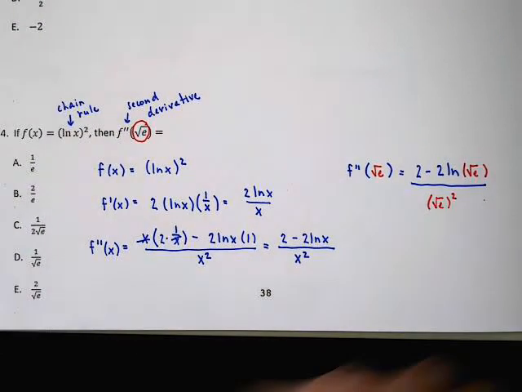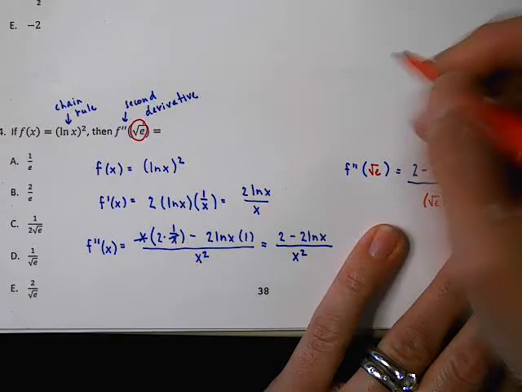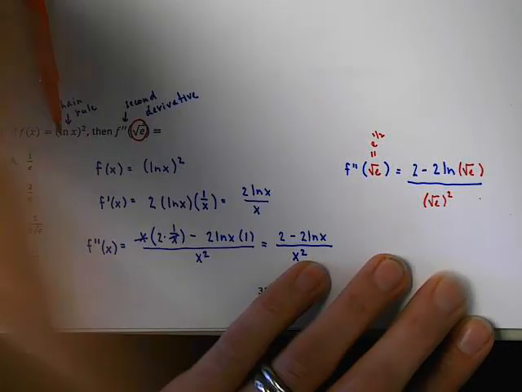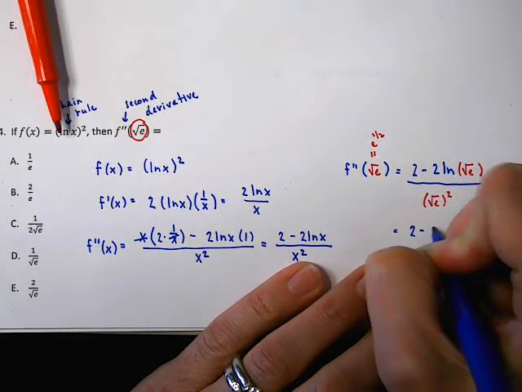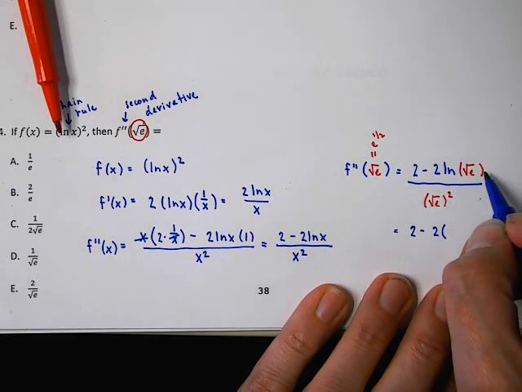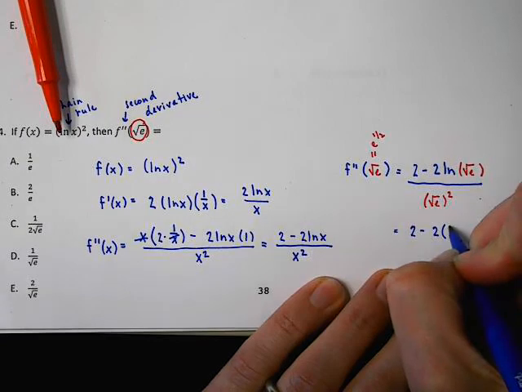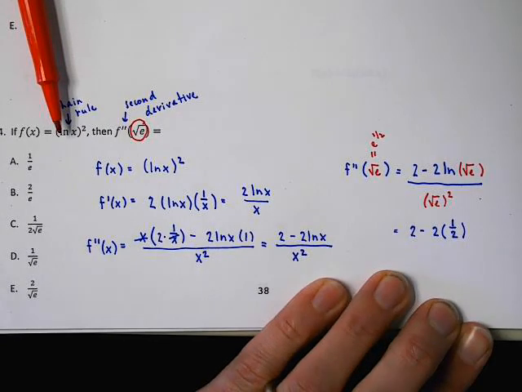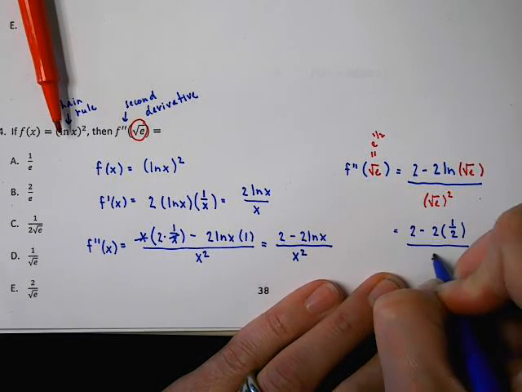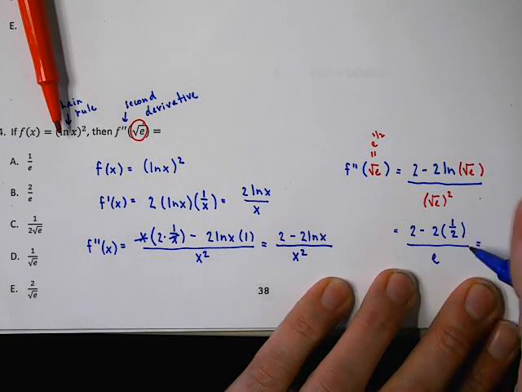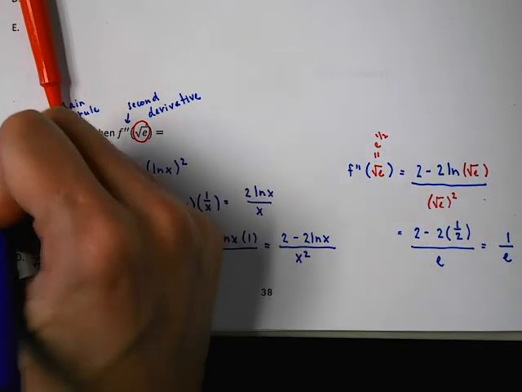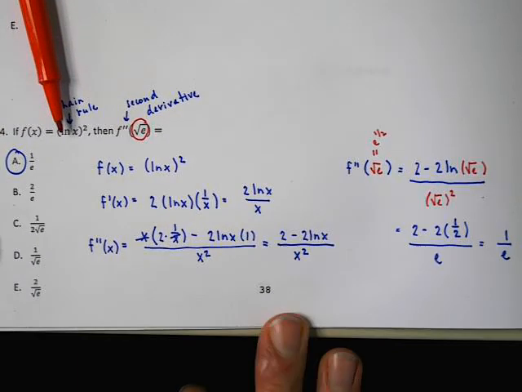Now remember, square root of e is equal to e to the 1/2. So now I have 2 minus 2. Now the natural log of e, that's saying e to what power gives me e to the 1/2, so that's going to just be 1/2. On the bottom, square root of e squared is just e. 2 times 1/2 is 1, so 2 minus 1 is 1 over e, and choice A is going to be my answer.